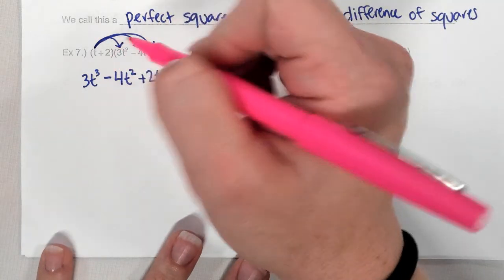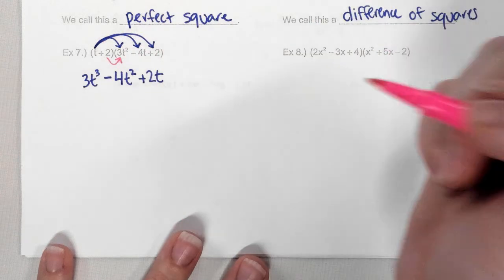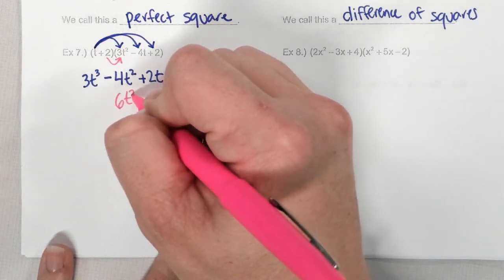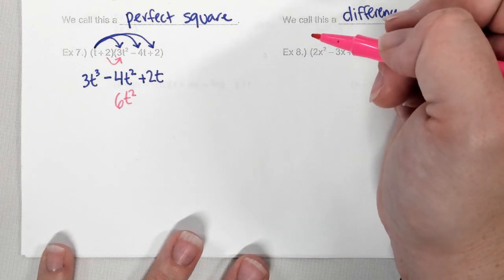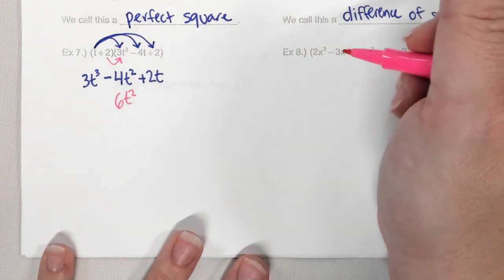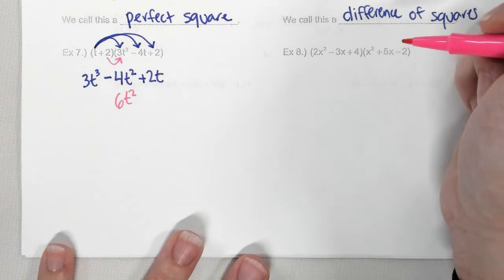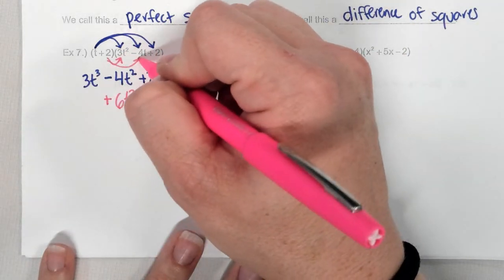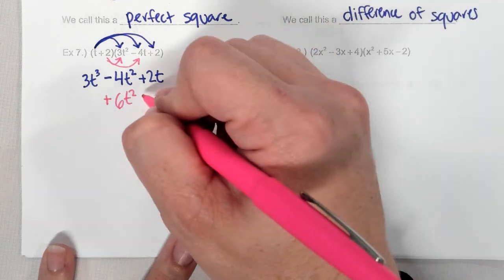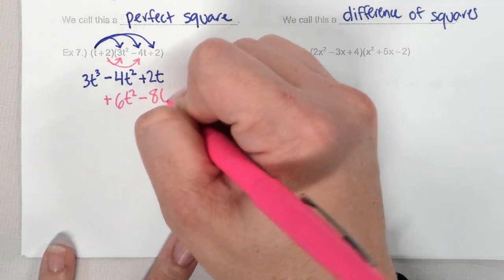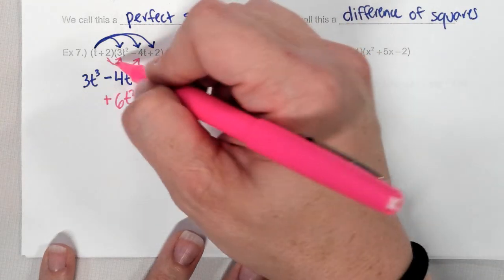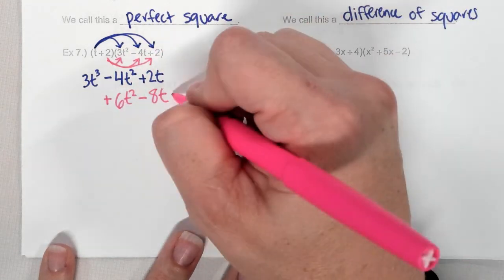So now I still have the 2. Well, what's 2 times 3t squared? 6. So I'm going to put it right here, 6t squared. Why do you think I put it right there? I lined it up with its like term. Now, is it a positive 6 or a negative 6? Positive 6. Okay. And what's 2 times negative 4t? Negative 8. Look where it lined up with its like term. And what's 2 times 2? 4.